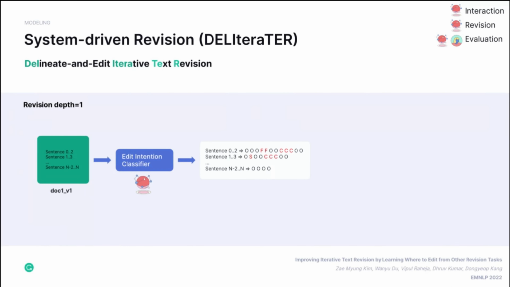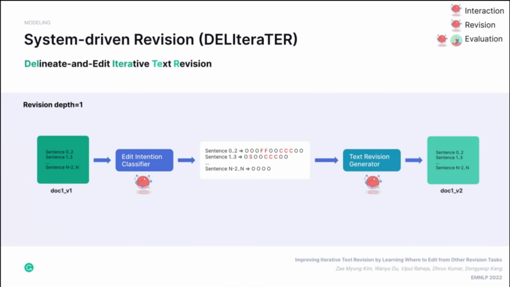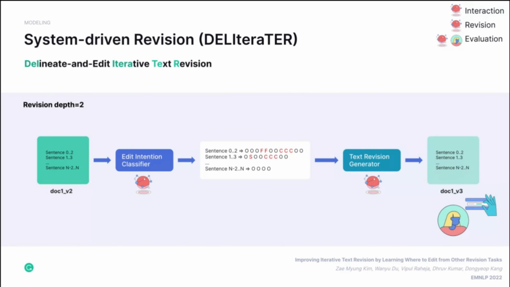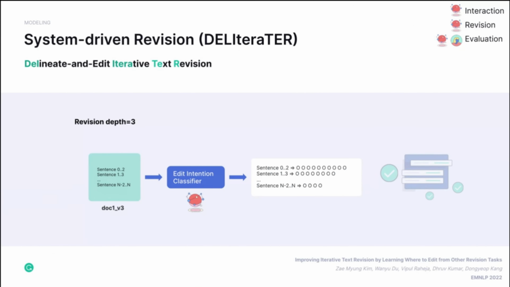This is shown with k of 2, so a window of every 2 sentences. We'll first predict the spans using the edit intention classifier. We'll predict the spans that need revision, and also label the edit intention, the kind of revision that's needed. And then for the predicted sentences or spans that need revision, the text revision generator will make the revision, leading to a new version of the document. This process will then repeat till the system predicts that there are no more revisions that need to be made, leading to the final edited document.